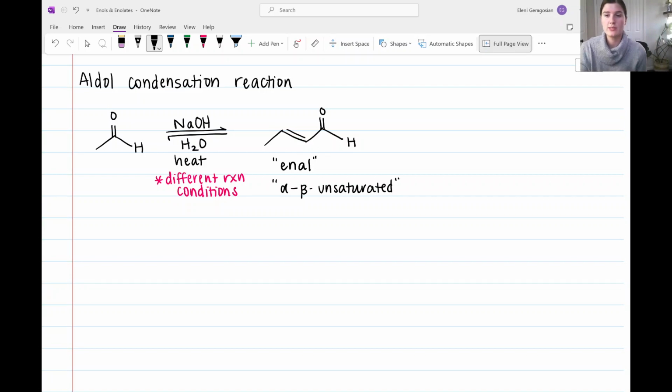Now we can also use ketones for this reaction, it doesn't have to be an aldehyde. But just like the Aldol reaction, the name comes from using an aldehyde. Okay, so this is the reaction condition. Let's do the mechanism.